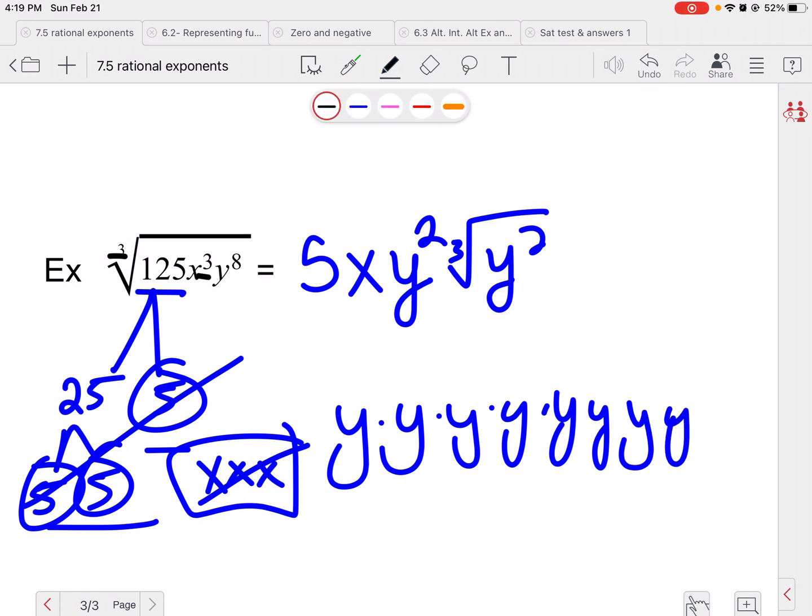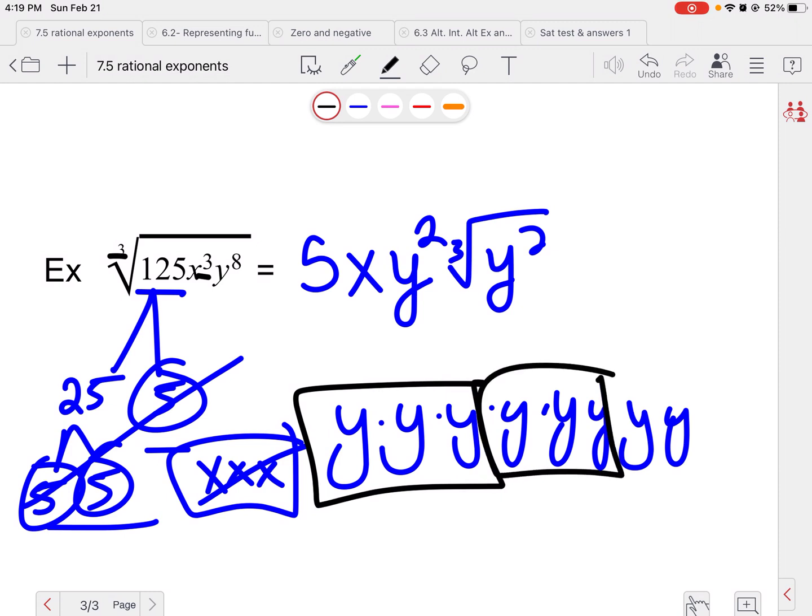And again, if I have 3 sets, you can see, well, I have 2 sets of 3 with 2 left over. But you can use long division to help you, okay, if you don't want to have to write out a bajillion y's. Okay? So I took care of the number, then I took care of the x's, then I took care of the y's. Okay?